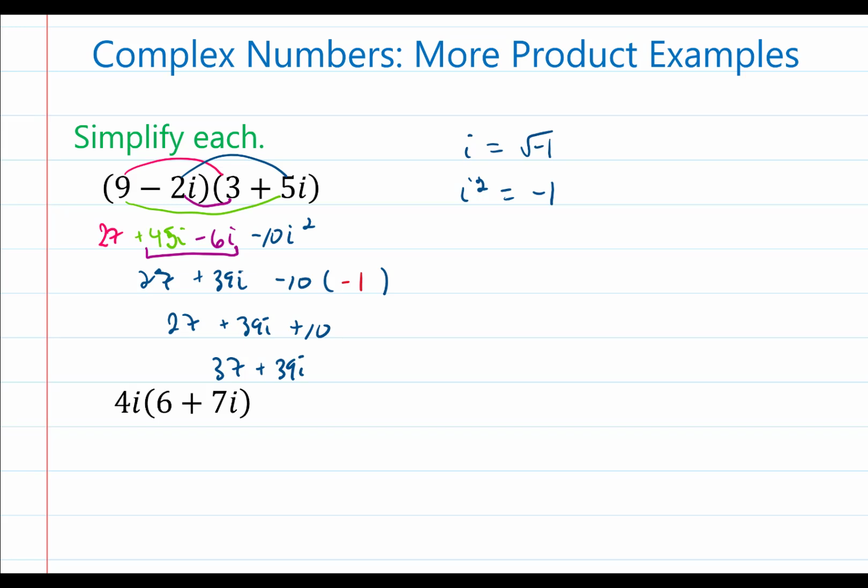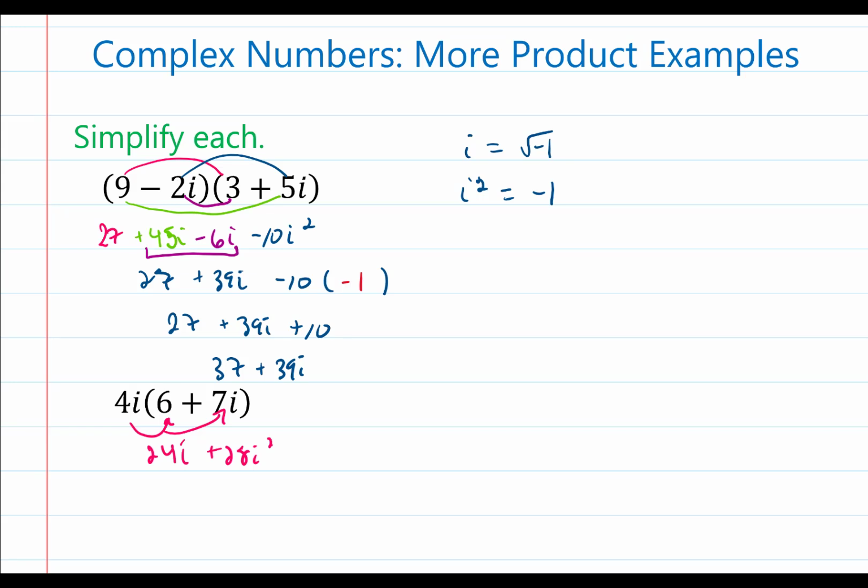Our next example has two complex numbers. The first has only the imaginary term, and the second has both imaginary and real. We will again apply the distributive property, so 4i times 6 will be 24i. And then 4i times 7i is going to be plus 28i squared.